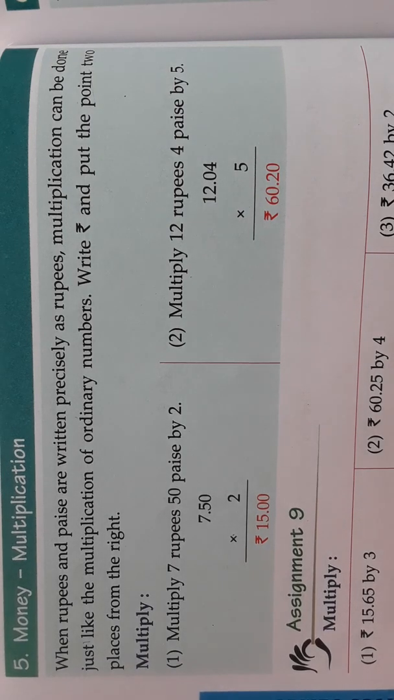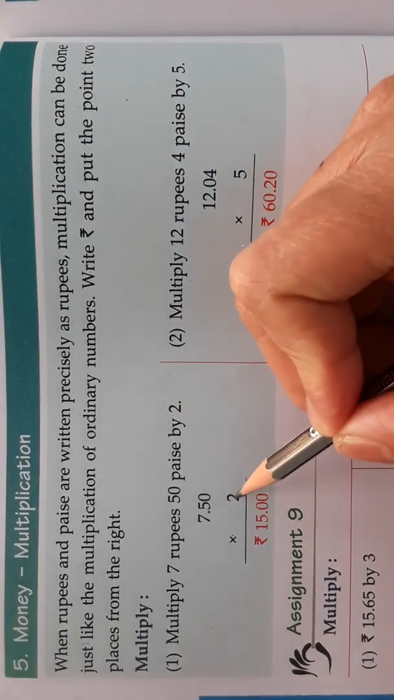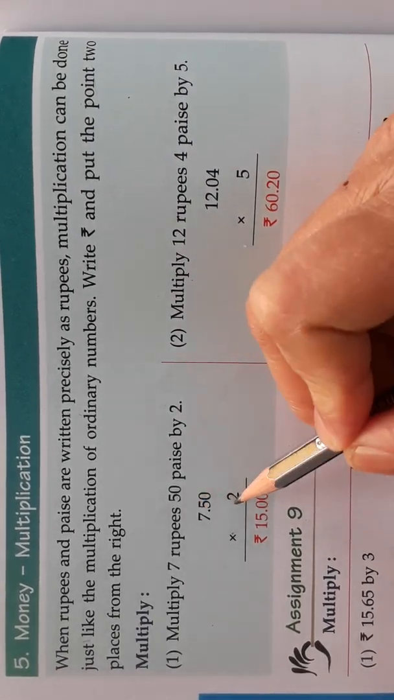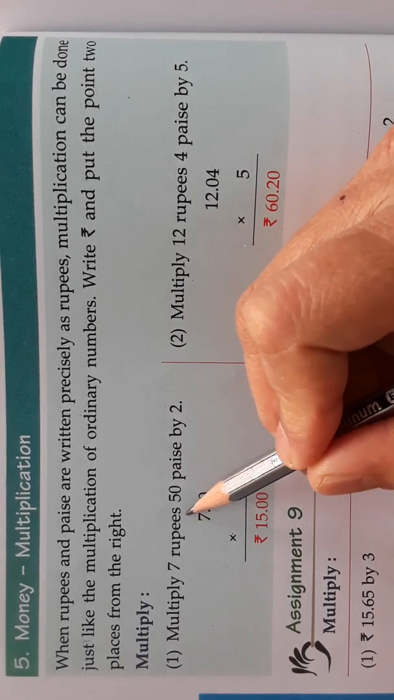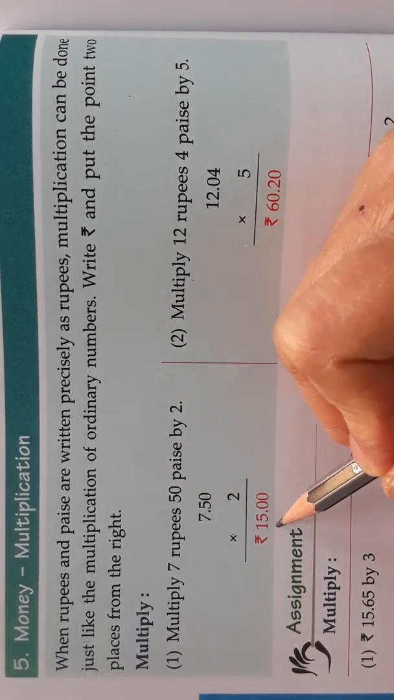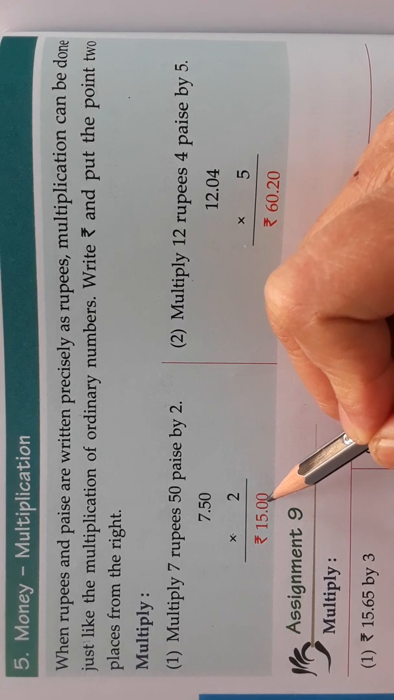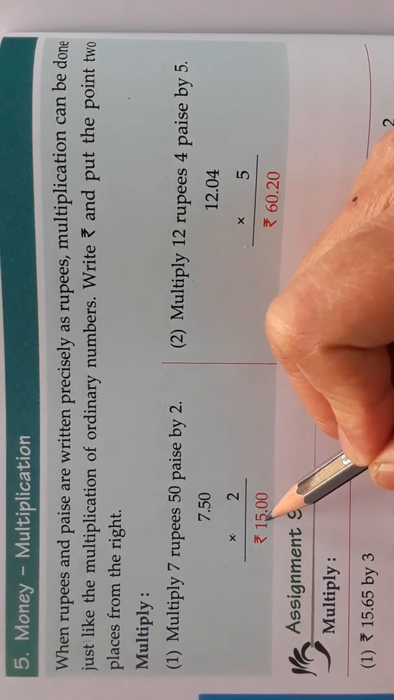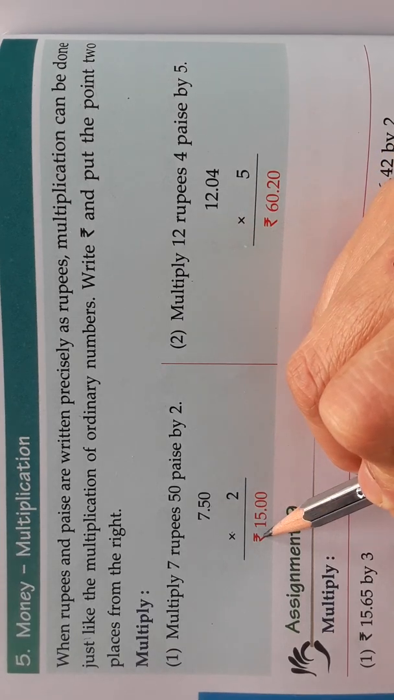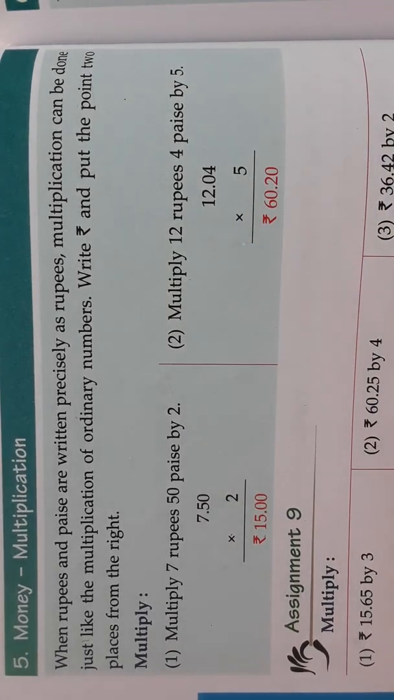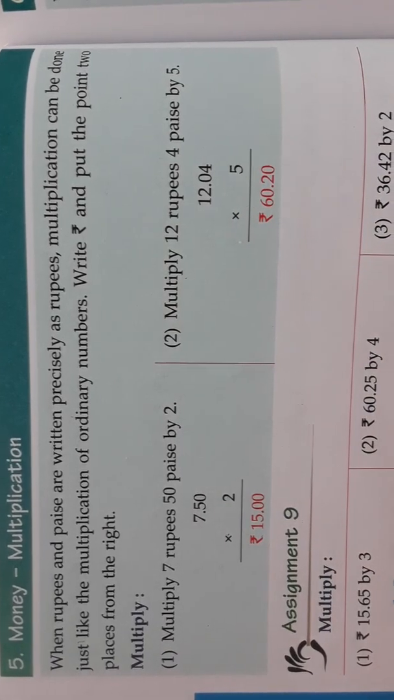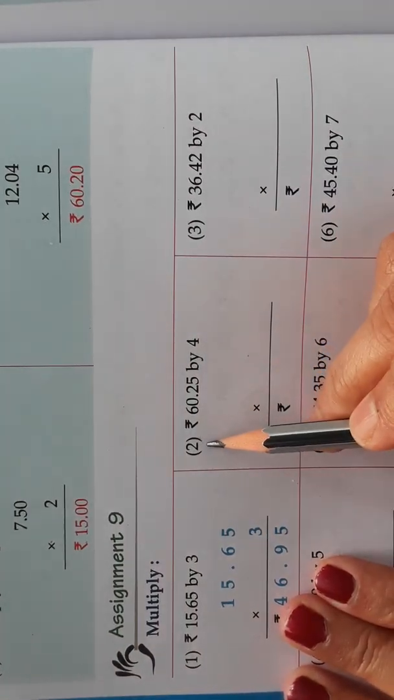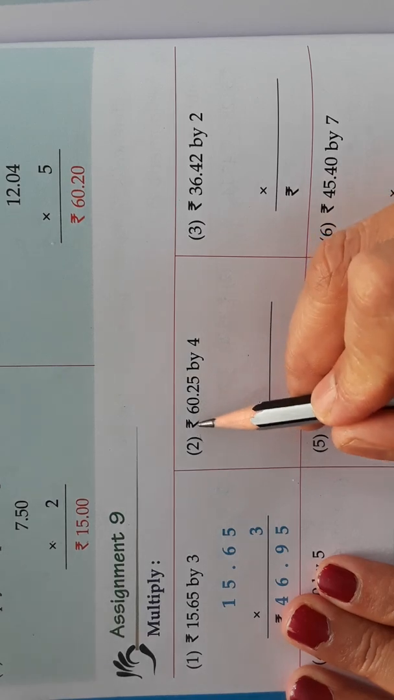Come, we'll see here. See, multiplication. 2 zeros are 0, 2 5s are 10 and 1 has carry, 2 7s are 14, 14 plus 1, 15. So you should put the point after 2 digits from the right, and put the rupees symbol. This we can understand by doing the sums. Assignment 9.